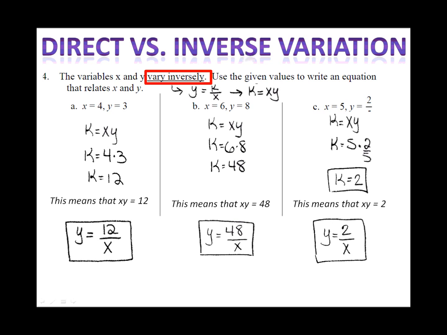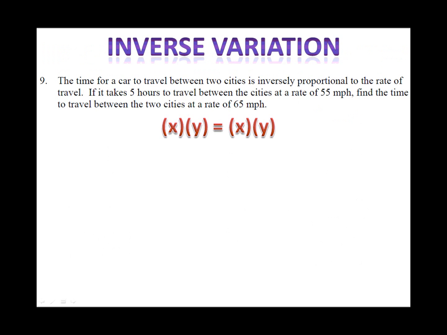We can have word problems that involve inverse variation. In our example here, it says the time for a car to travel between two cities is inversely proportional to the rate of travel. In other words, the faster you go, the less time it takes. It takes 5 hours to travel at 55 miles per hour. We want to know how long it takes at 65 miles per hour.